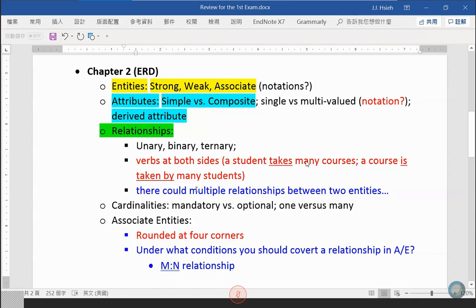And remember, there could be multiple relationships between two entities. Okay, I think you have seen this in your first homework. So you want to make sure you have this idea in your mind. There could be multiple relationships between two entities. Followed by that, we also need to pay attention to cardinalities. So for cardinalities, there's mandatory.